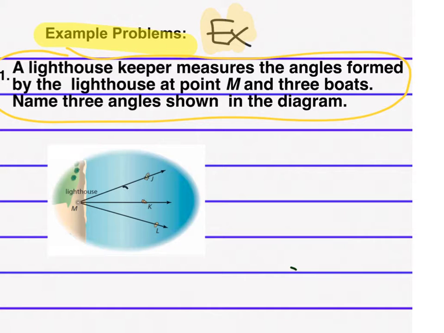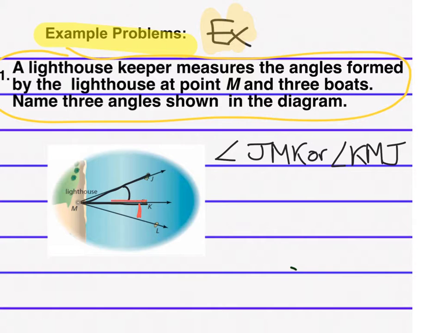Let's start with this top angle. Remember, to name the angles, you want to go in order. I see a J, M, K, so angle JMK, or I could call that angle KMJ, but I have to go in order. Then I'm going to do the bottom angle, which is going to be KML, or if I went the other direction, LMK.